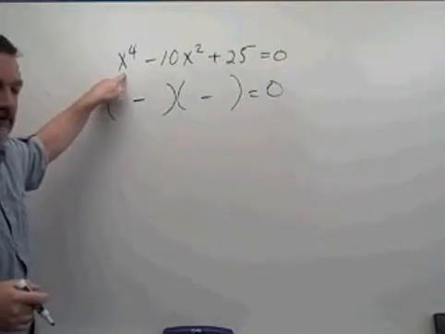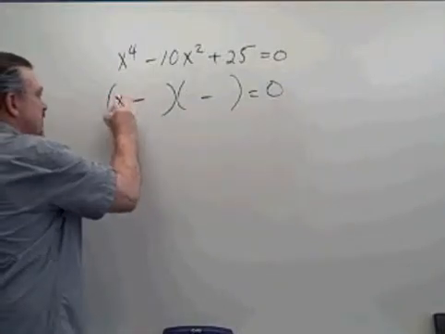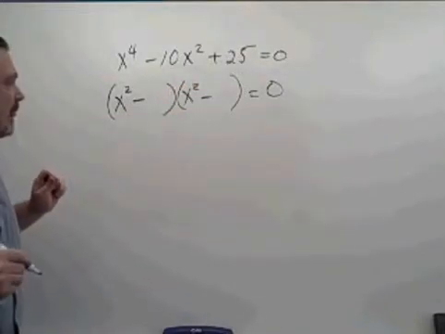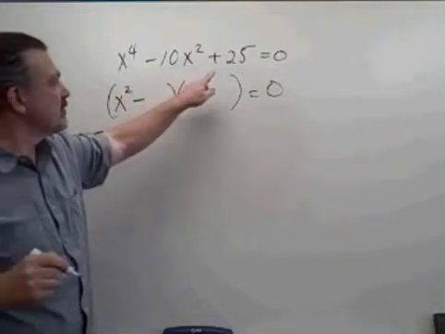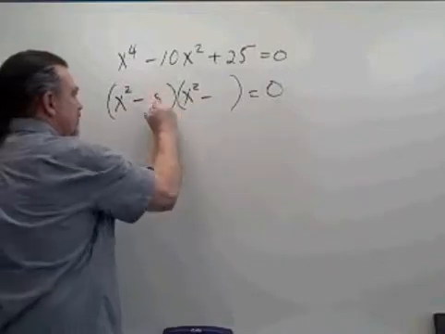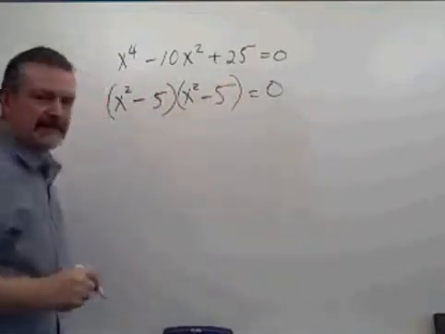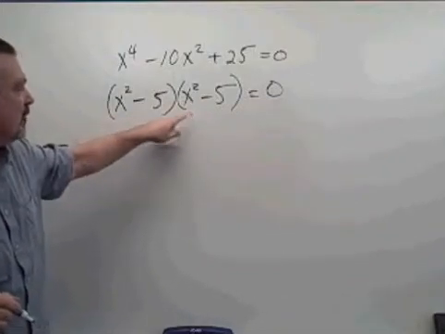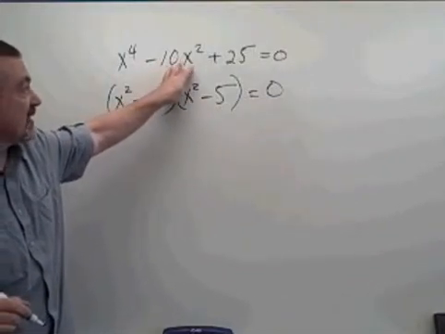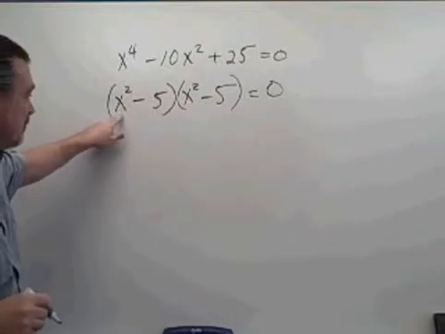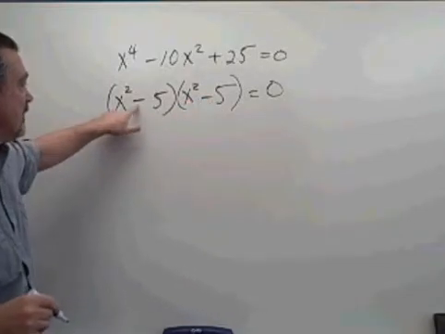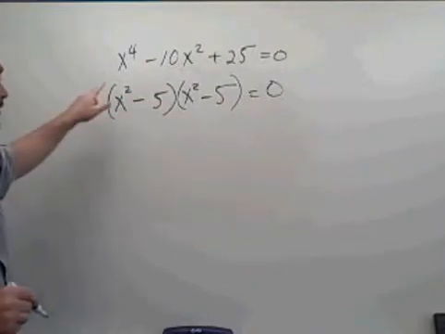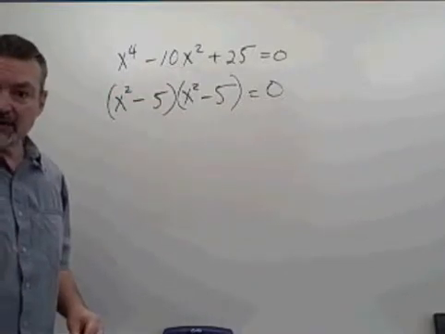And how do we get x to the fourth? Well, couldn't we get x to the fourth by x squared times x squared? And couldn't we get 25 with 5 times 5? And wouldn't the O and the I of FOIL give us minus 10x squared? This would be minus 5x squared, minus 5x squared more, that's minus 10x squared. So that trinomial was actually factorable.